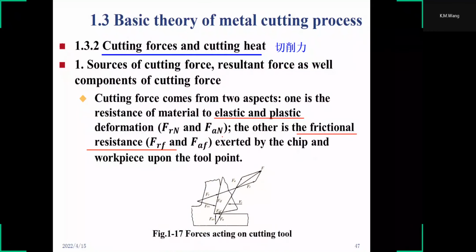We can see with this picture, the cutting force comes from, the first, the resistance of the materials, this force, and this force from the materials, this force and this force. This force is also from the materials, and the other is frictional resistance, this force, from the frictional resistance of the chips and the workpiece. This is the source of the cutting force.